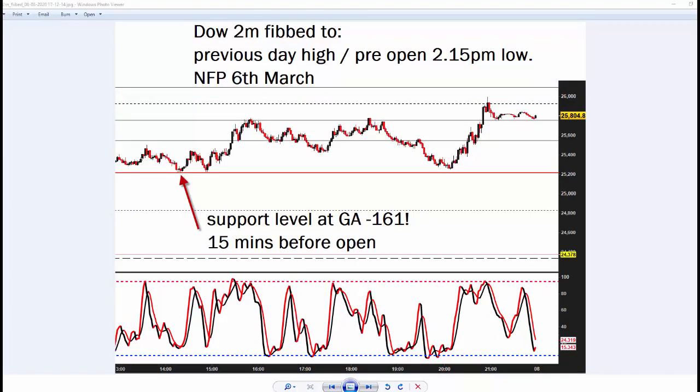So this was set up from the previous day's high and the 215 low. So it's a sort of dynamic fib. We're looking at the fibs that are created literally just before the open. We'll go through this during the week anyway.